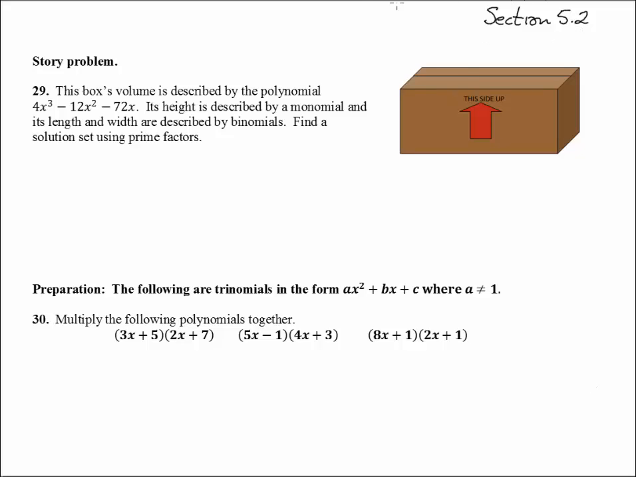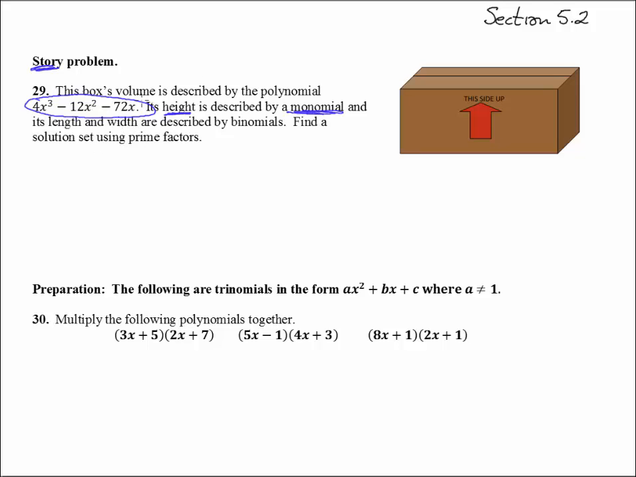Here we are in section 5.2 with the answers to 29 and the preparation problem number 30. This box's volume, oh look, it's a story problem. We love these. This box's volume is described by the polynomial 4x cubed minus 12x squared minus 72x. Its height is described by a monomial, and its length and width are described by binomials. Find a solution set using these prime factors.